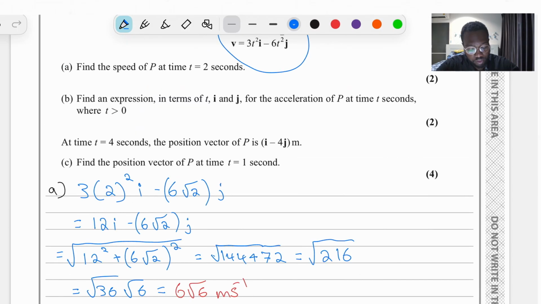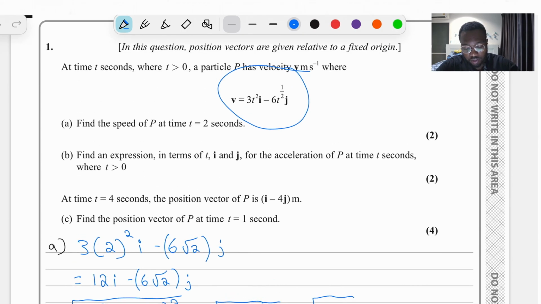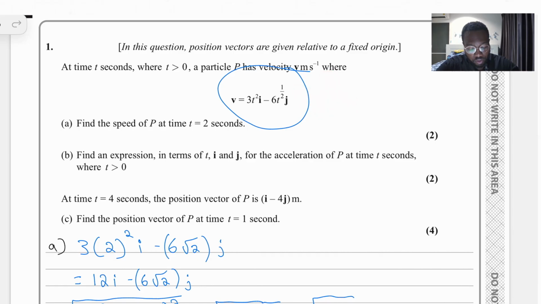For question C, we're told that at time t equals 4 seconds, the position vector of P is i minus 4j meters. We need to find the position vector of P at time t equals 1 second. Again, we've been given v. To work out the position vector, we're talking about where it is in terms of the origin, so we're thinking about distance. Therefore, instead of differentiating, now we're going to integrate the velocity, and that will give us the equation we need.